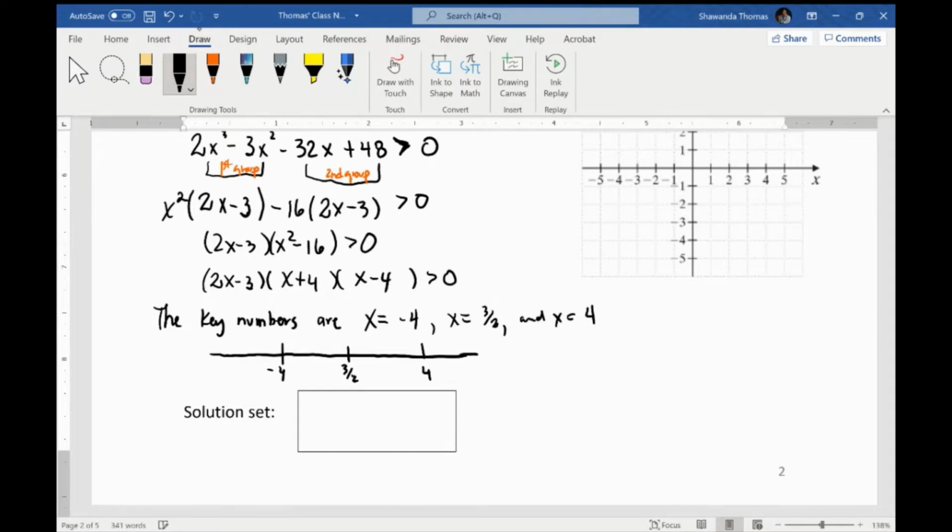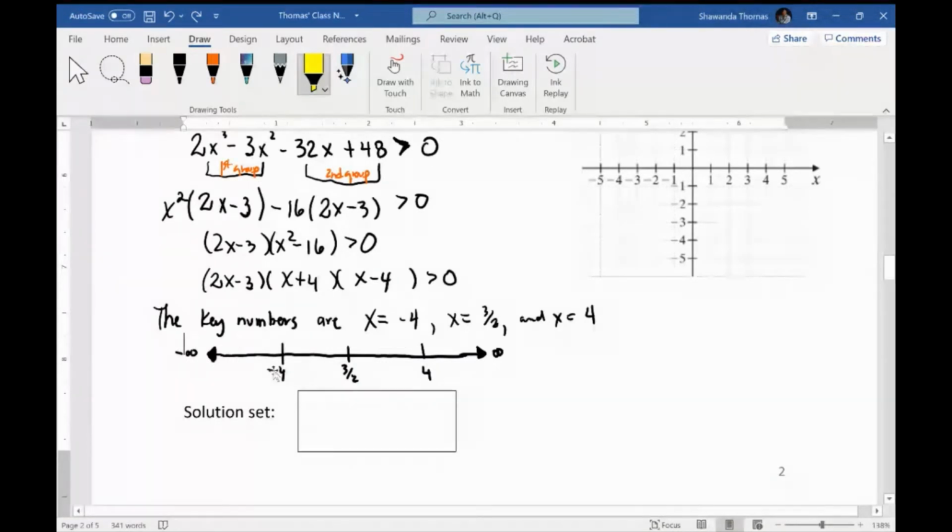So how many different intervals do we have to test this time? 4. 1, 2, 3, 4. Yes, 4 different intervals. Let's start with the first one to the left. What test value do we want to plug in that's between -infinity and -4? -5.